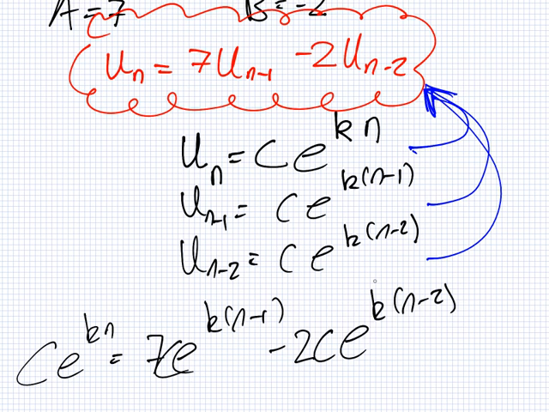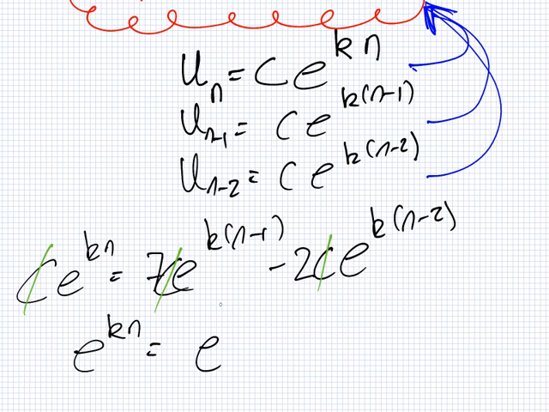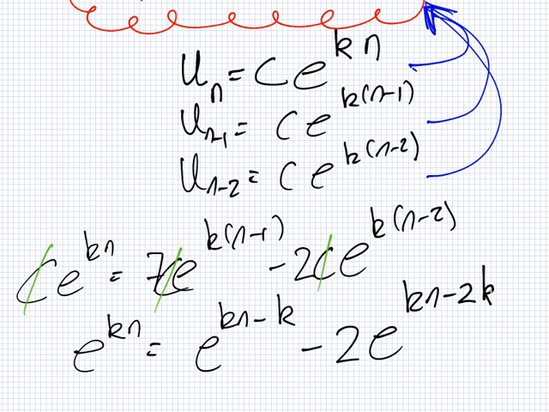Now, something cancels here very nicely. What cancels? C cancels quite nicely. So out it goes. e^(kn) equals 7 e^(kn-k) minus 2 e^(kn-2k). Thank you, there should be a big fat 7 here. And you see I expanded the powers as well. And what are you saying, Malik, to do next?